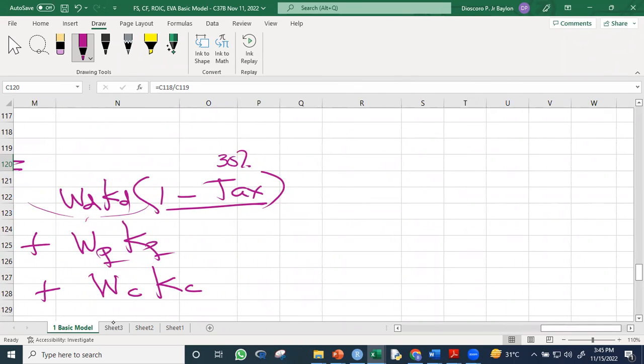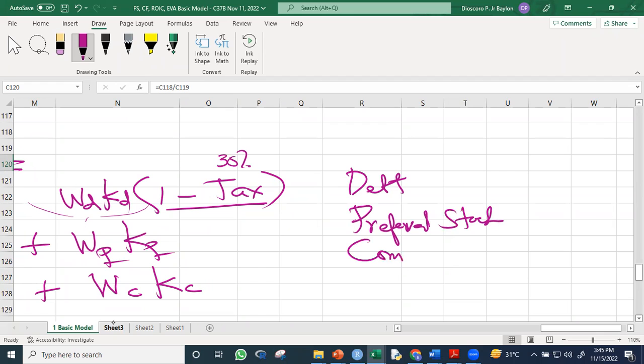No? So for example, you have debt here. Debt, you have preferred stock. Kunyari may preferred stock tayo. And you also have common stock. Okay, the weights are easy to compute. Okay, so for example, let's put this at 40. And then this is at 60. And then this is at, let's say, 40, 30. And then this is, let's say, 60, 70. Okay, so let's say this is the composition.